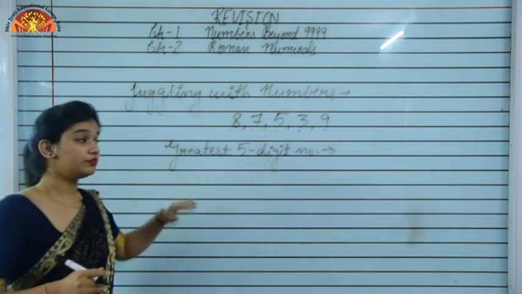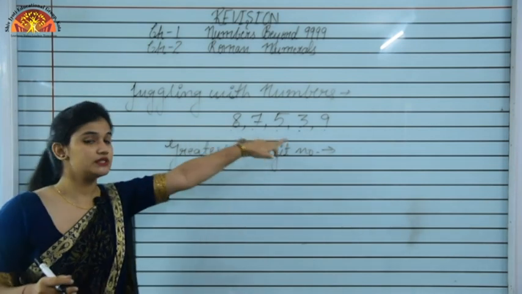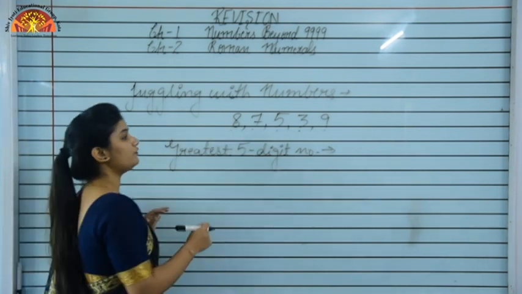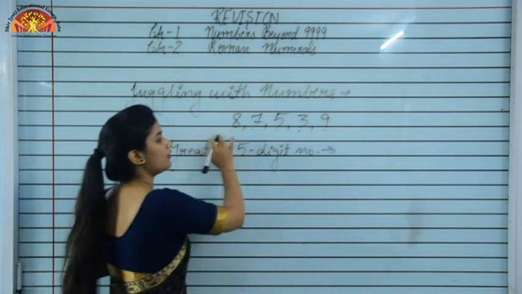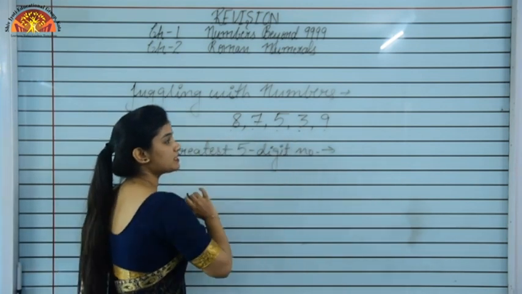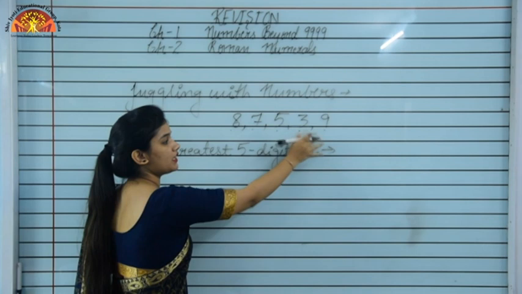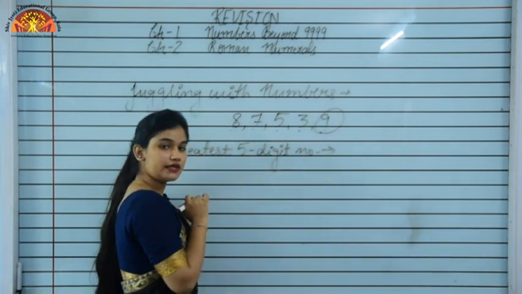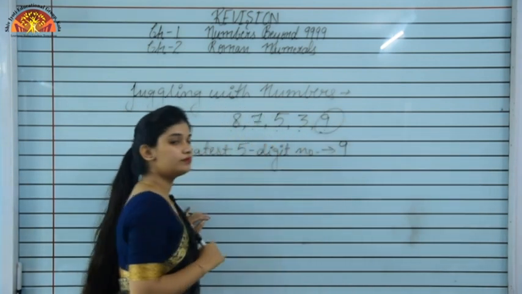So how can we form the greatest 5 digit number by using these digits? First of all, we have to write the greatest number among these digits. What is the greatest number? 8, 7, 5, 3, 9. So we see 9 is the greatest number. So first will come 9.